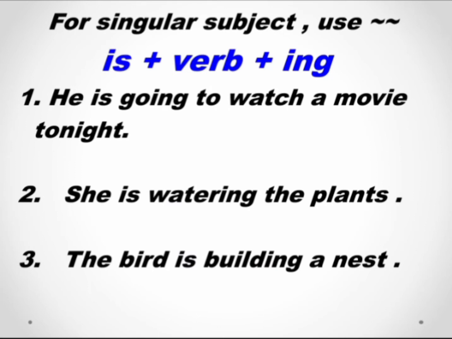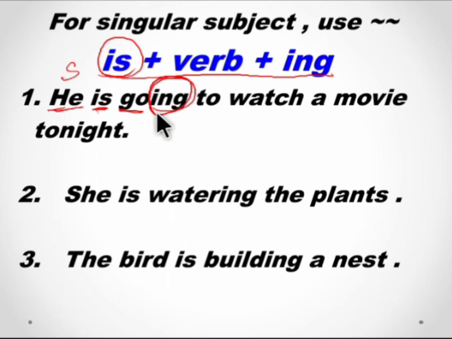Now for singular subject, use is plus verb plus ing. I already told you in the previous slide. For singular subject, we use is and verb plus ing. He is going to watch a movie tonight. Here he is the singular subject, so we use is, and go is the verb. We add ing to it to make it a continuous tense. So he is going, it becomes a present continuous tense, and he is in the singular form.